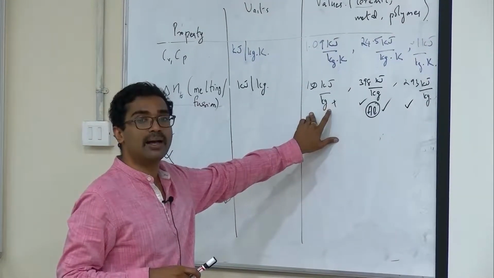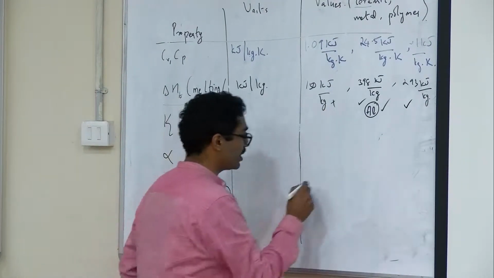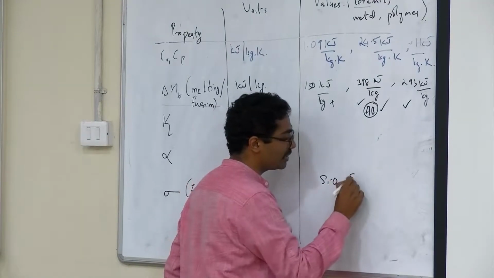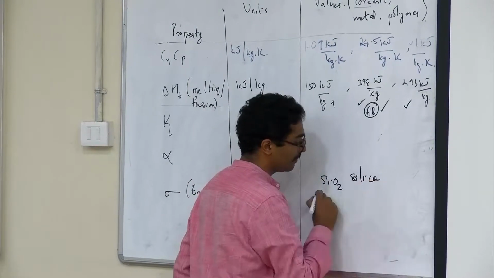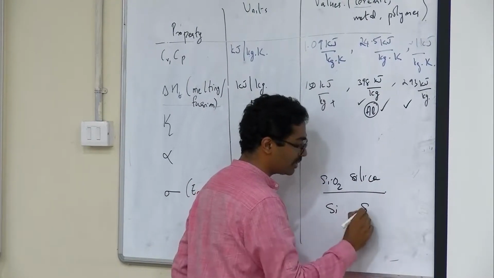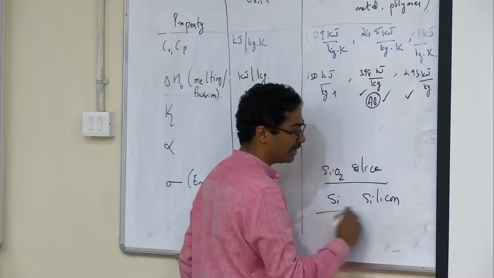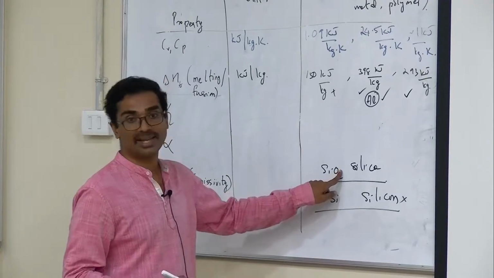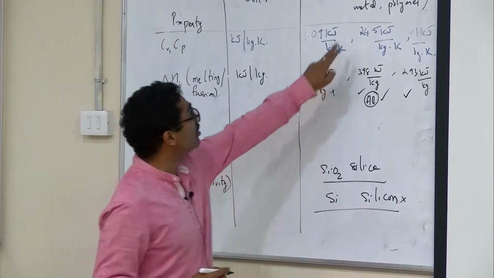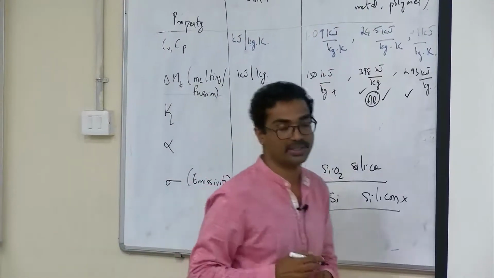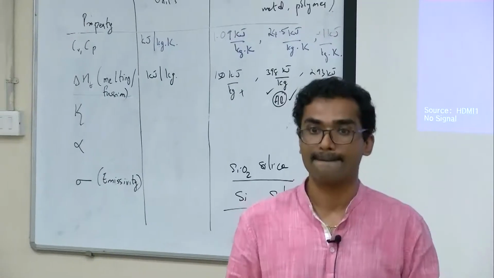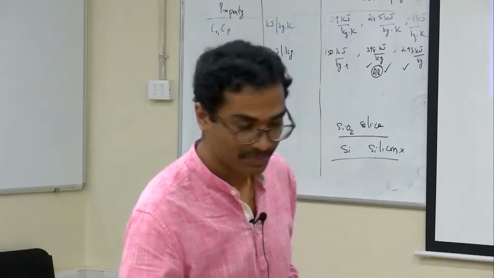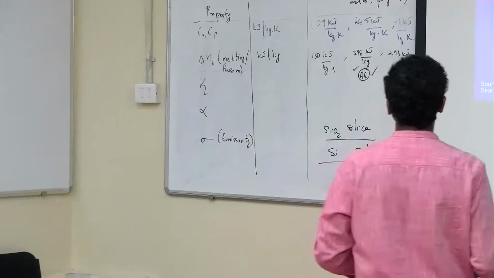Silicon or silica? Silica is SiO2. SiO2 is silica. Silicon is Si. And this is not a metal. It's a metalloid. This one is a ceramic. So I am asking you to look for ceramic, metal and polymer. Yes, please look at the number. Tell me soon.